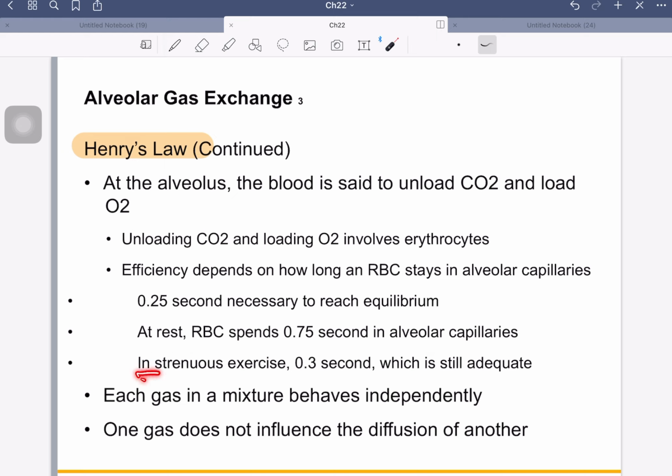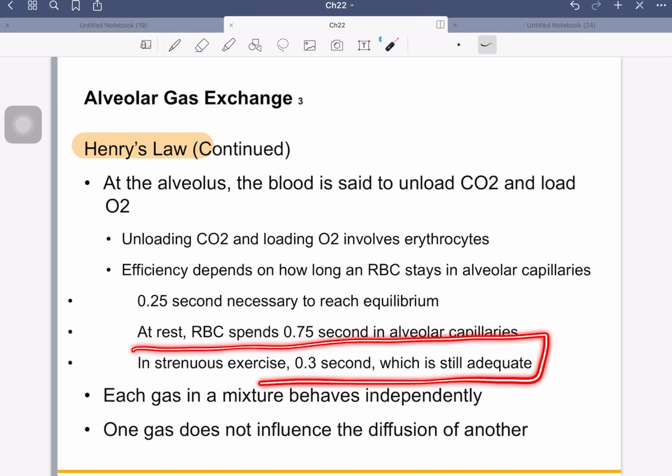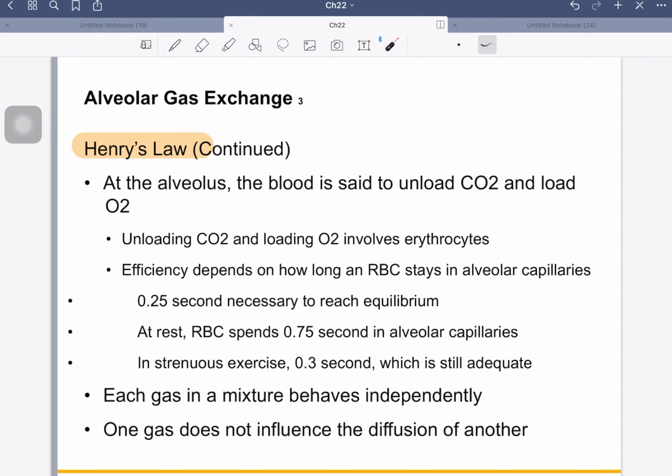Now, how about at strenuous exercise, where the flow is faster? Well, even at strenuous exercise, it's about 1/3 of a second, and that's still more time than the 0.25. So it's still adequate, even at strenuous exercise. I still have enough time that as that red blood cell comes by, I can still do gas exchange.